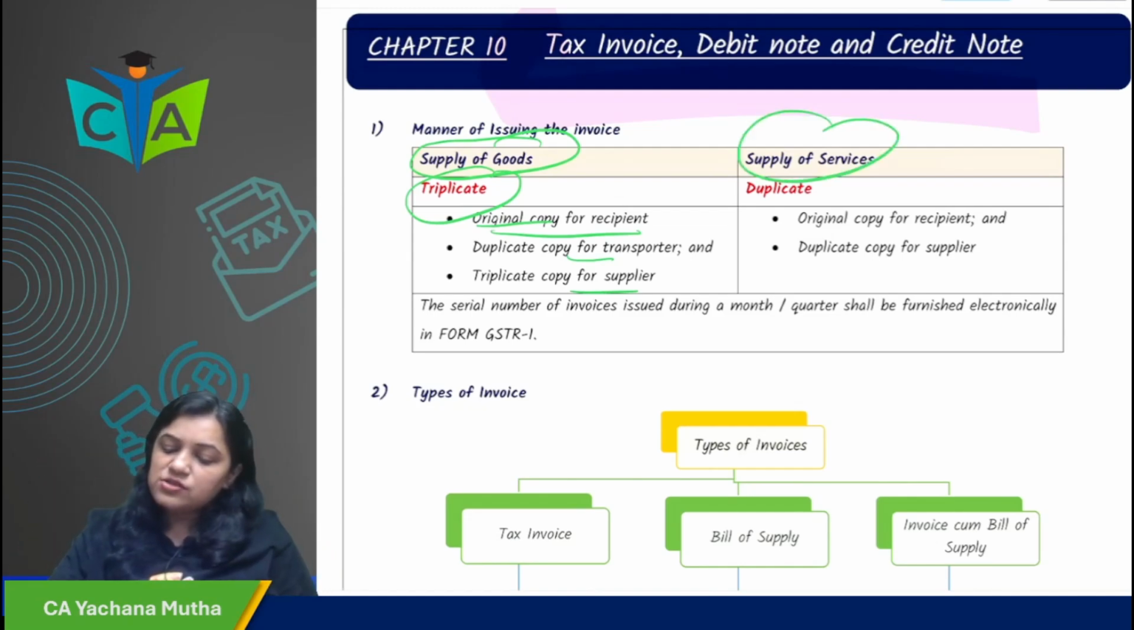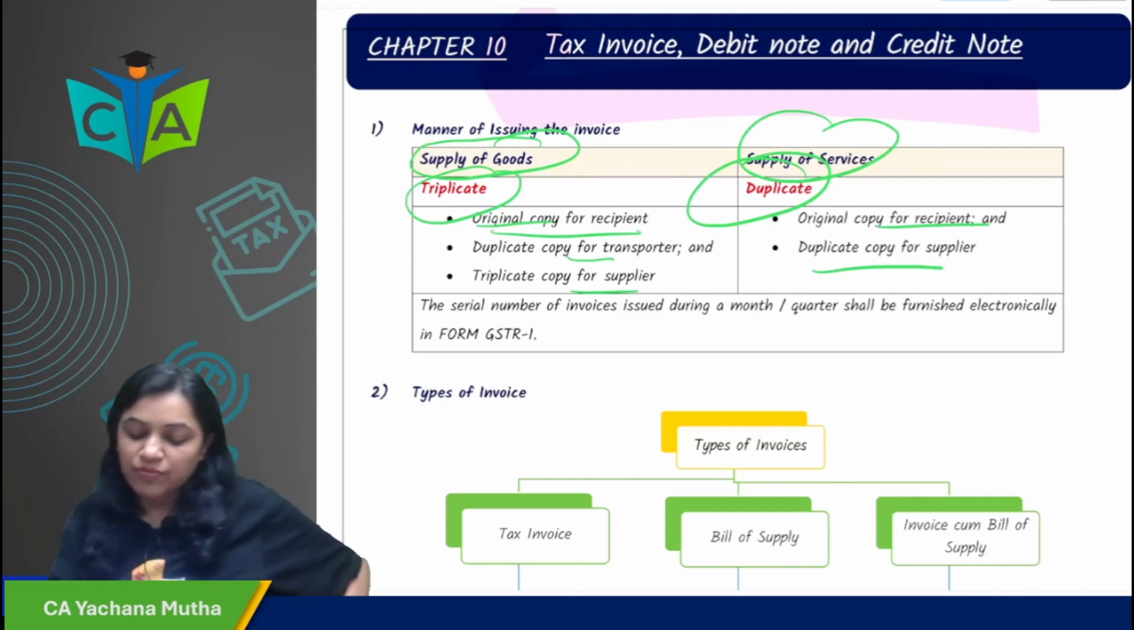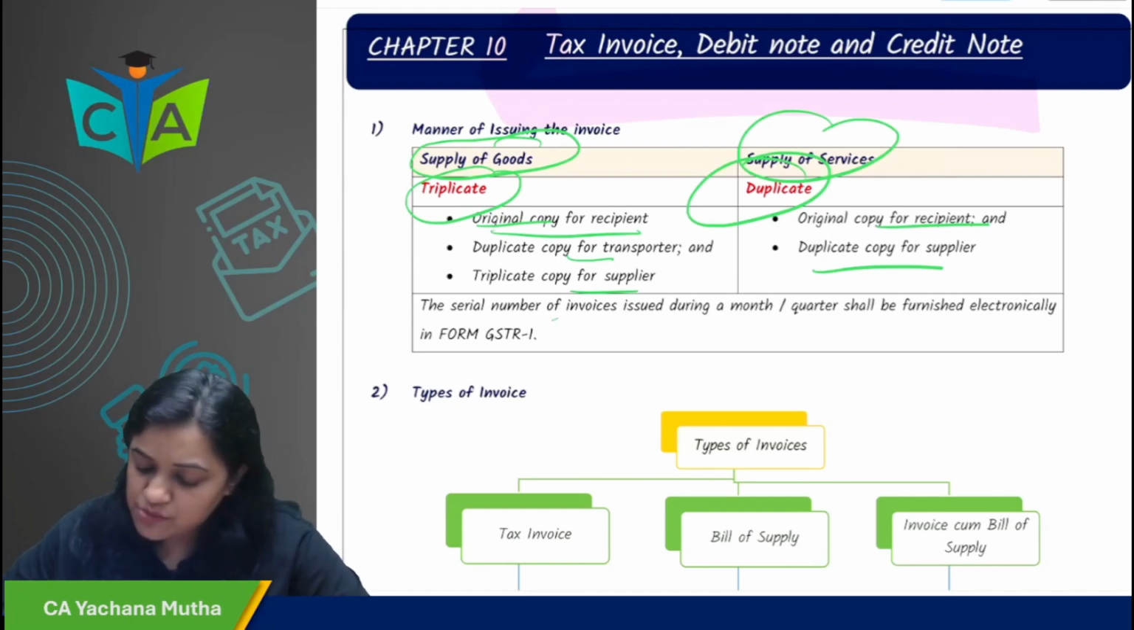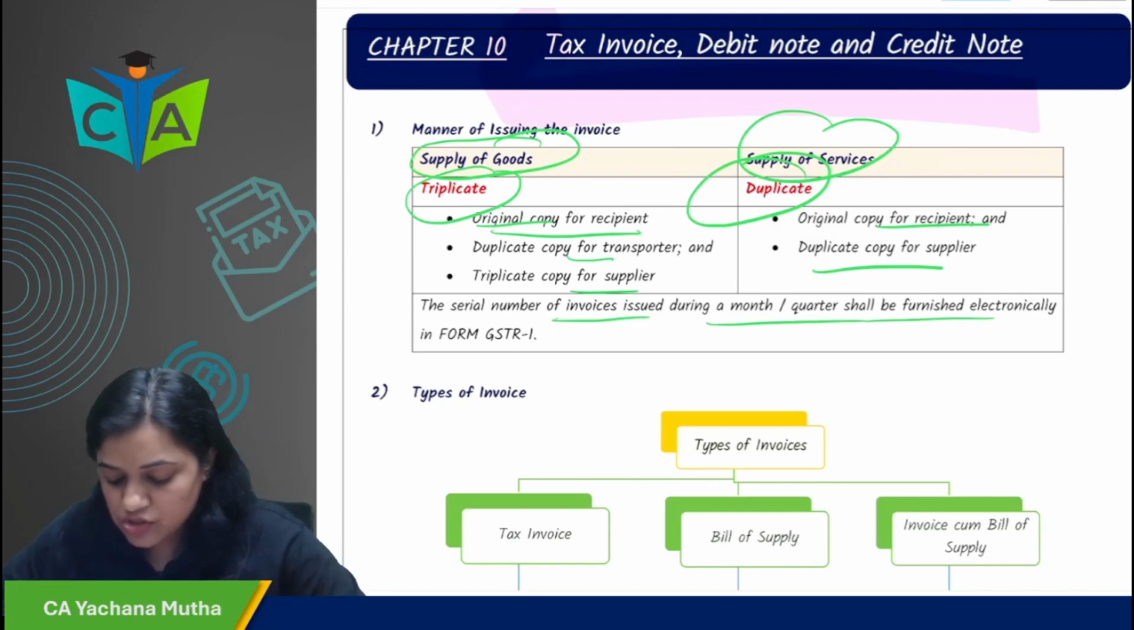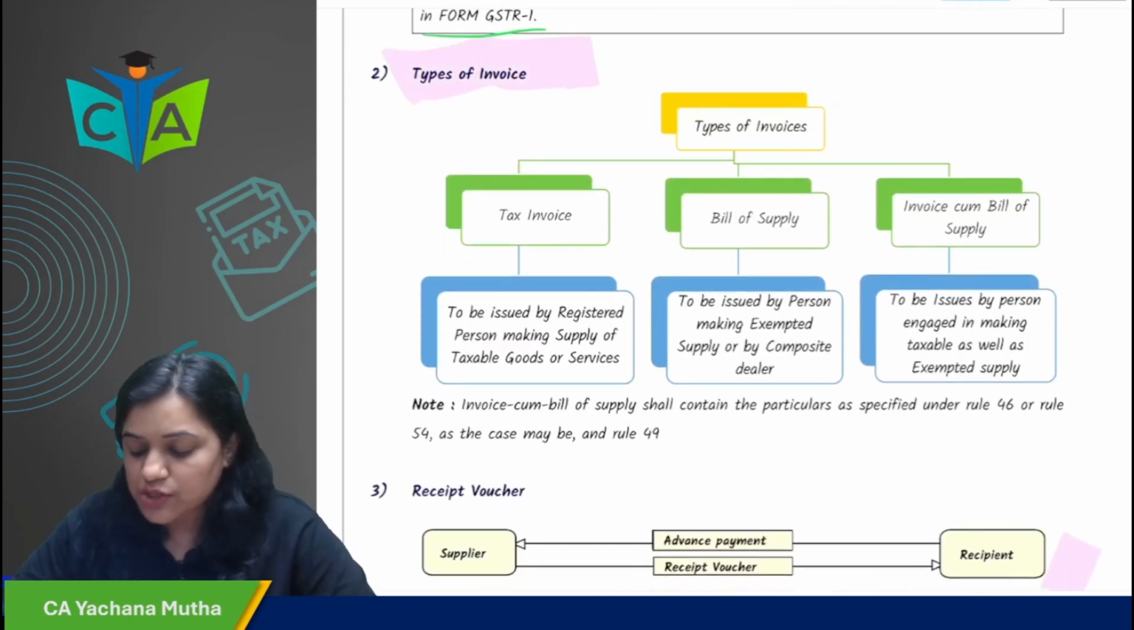And in case of services, only two copies are there: original for the recipient and duplicate for the supplier. No transporter in case of service. Then the serial number of invoices issued during the month or quarter will be furnished in form GSTR1.